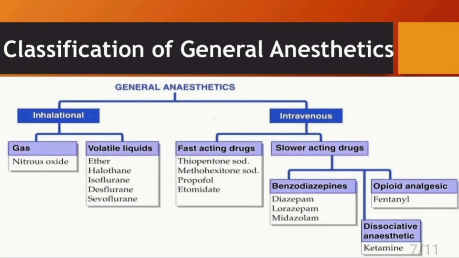Classification of general anesthetics. General anesthetics are classified mainly into two types: inhalational and intravenous. In inhalational, gases: nitrous oxide, and volatile liquids: ether, halothane, isoflurane, desflurane and sevoflurane. In intravenous, fast acting and slow acting. In fast acting: thiopentone sodium, methohexitone sodium, propofol and etomidate.